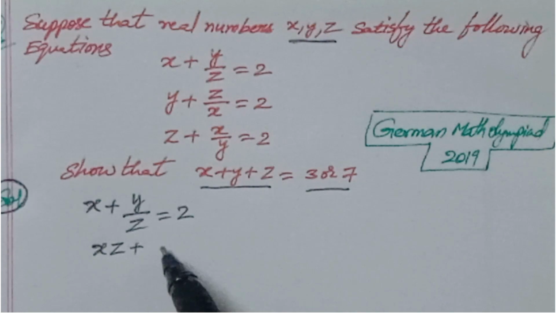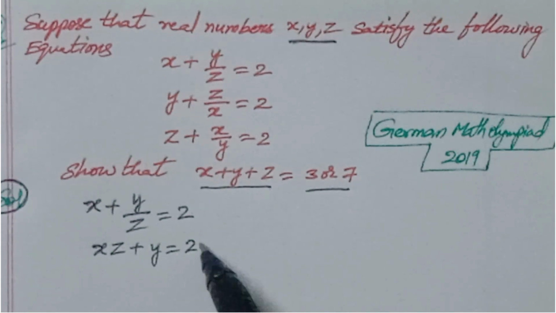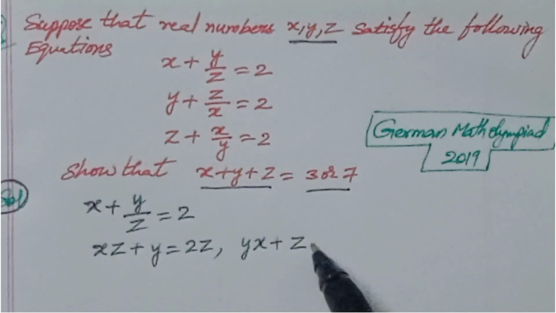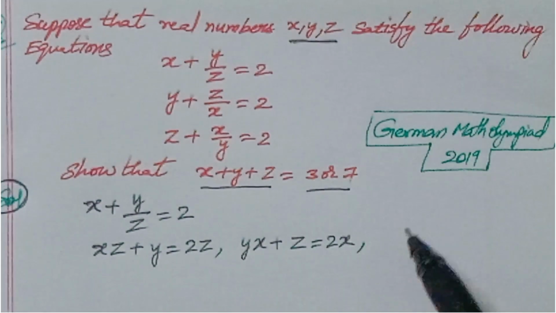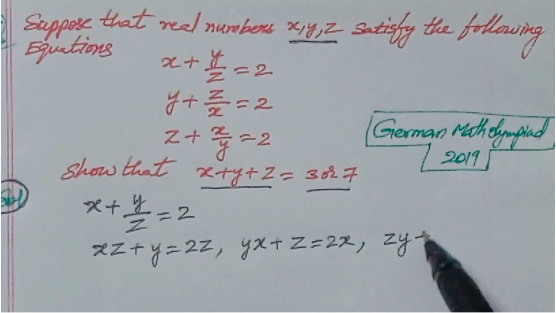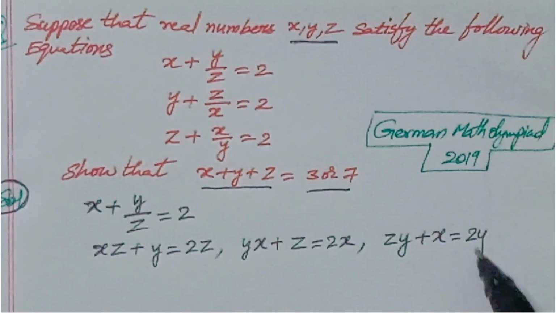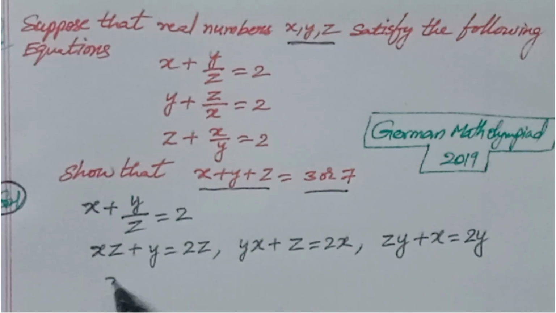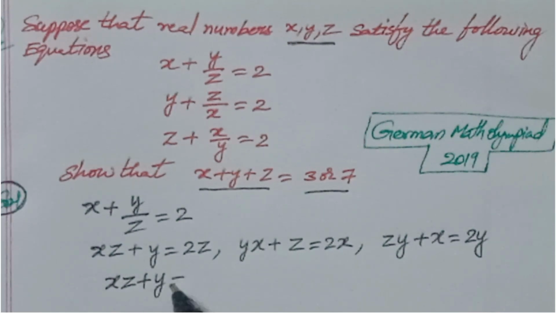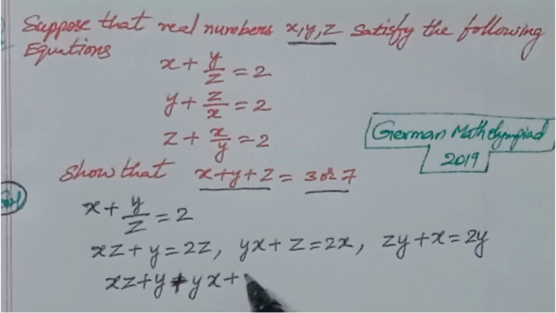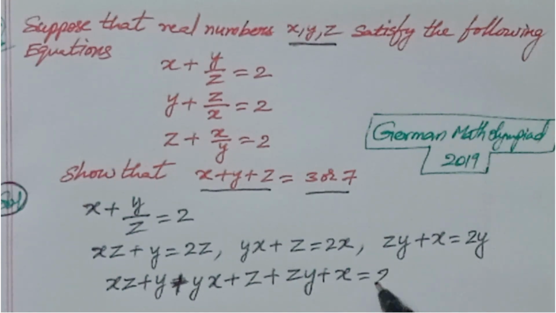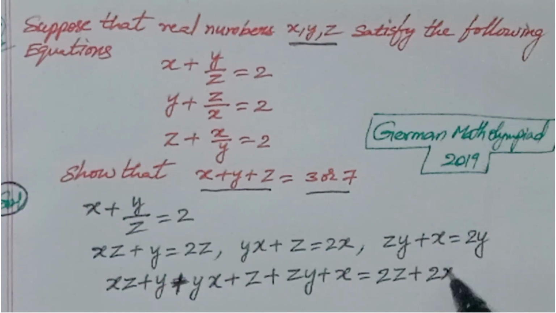xz plus y is equal to 2z. In the same way, the second one you can write as yx plus z is equal to 2x. And the third one you can write as zy plus x is equal to 2y. So on adding all these values, what you'll get: xz plus y plus yx plus z plus zy plus x is equal to 2z plus 2x plus 2y.